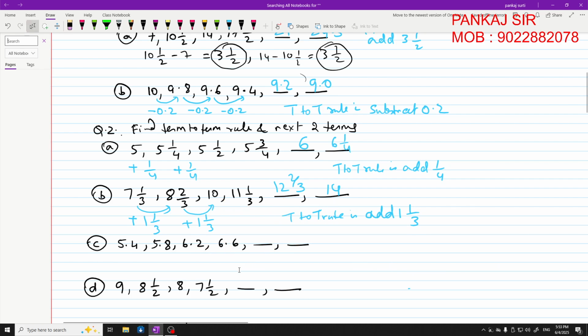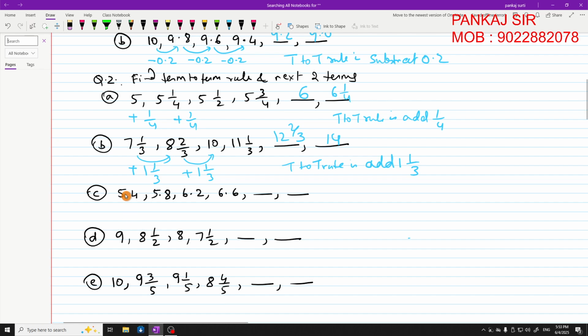Now coming to the next one, that is 5.4, 5.8, 6.2. So here it is very clear. To 5.4, if I add 0.4, I get 5.8. So this is adding 0.4. Again, if I add 0.4 to this 5.8, I'll get 6.2. Okay. So again, I'm adding 0.4, right? So you can see that addition of 0.4 is a constant thing that we keep on doing in this sequence. So that is your term to term rule. So term to term rule here is addition of 0.4.